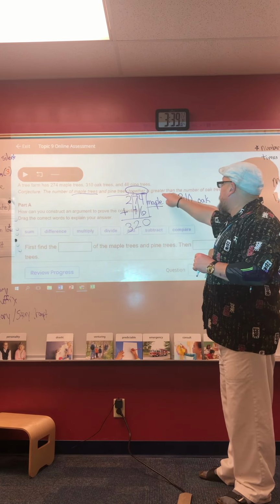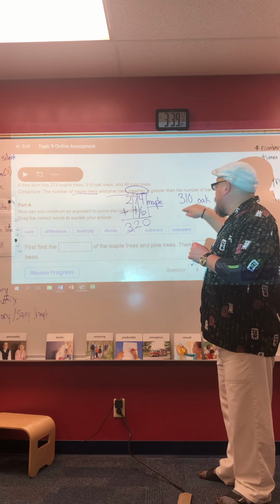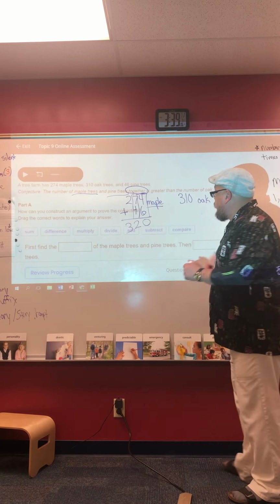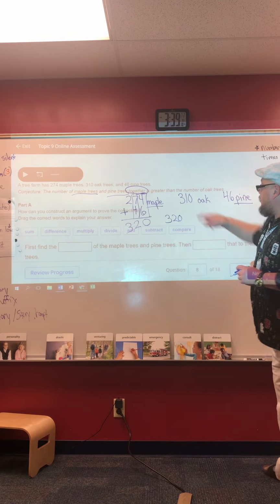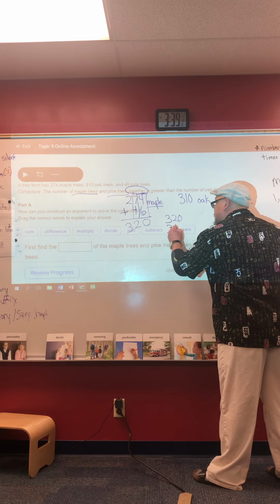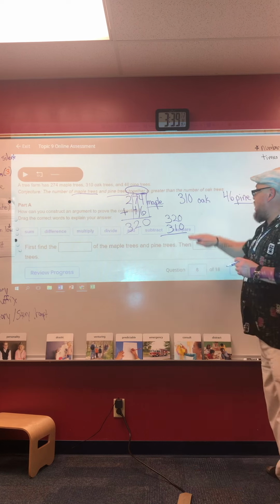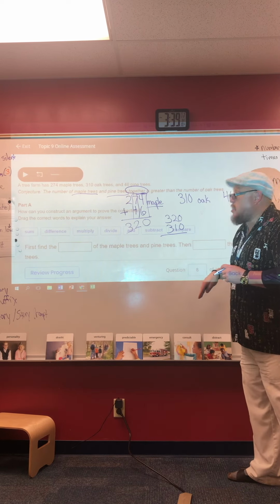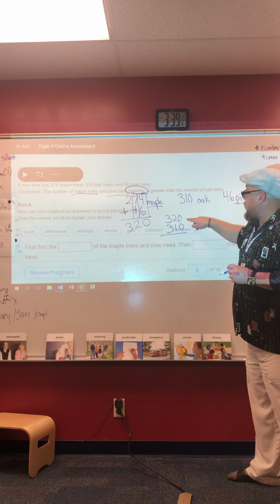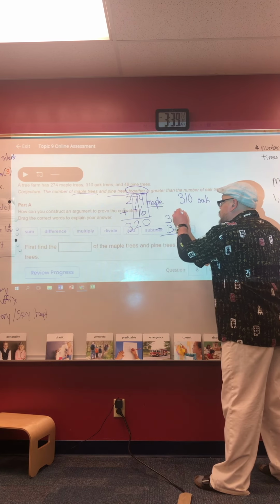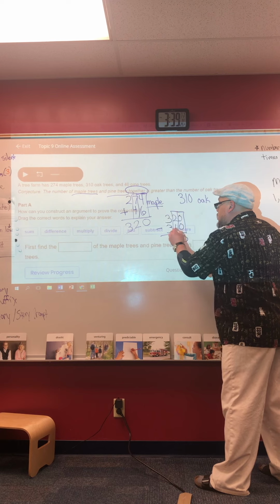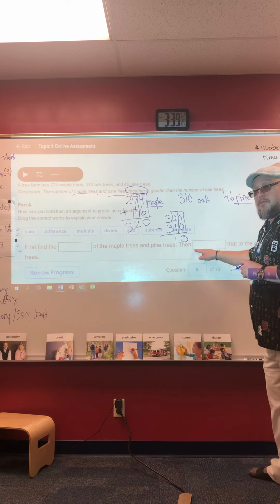Now it says, how do we know it's greater than the number of oak trees? Well, we look at it. We have 320. And how many oak trees do we have? We have 310. Now we can look at it and compare, and we know right away which one has more, the maple trees and pine trees together. But we want to know how many more, so we'll subtract. We know it's 10 more.